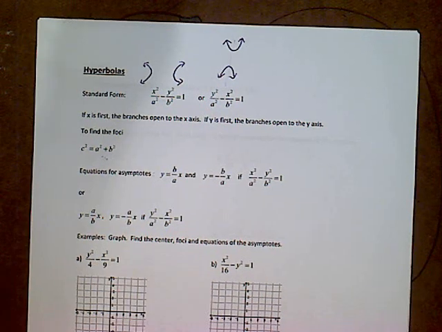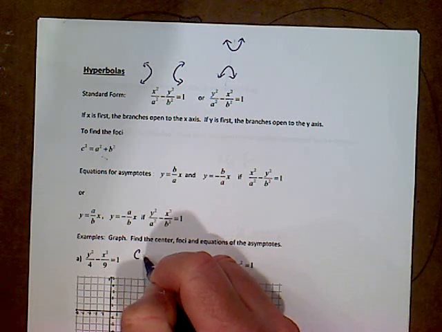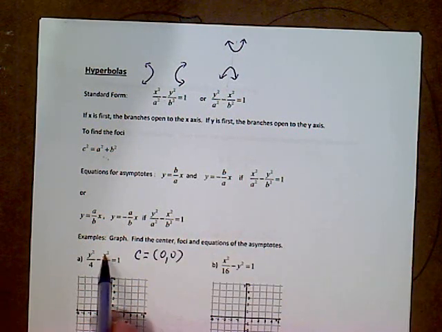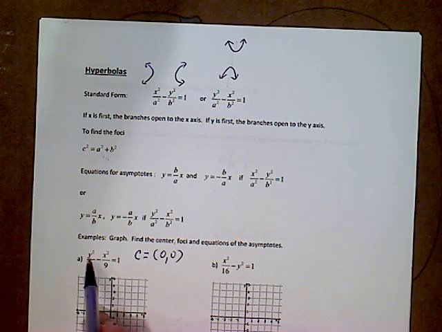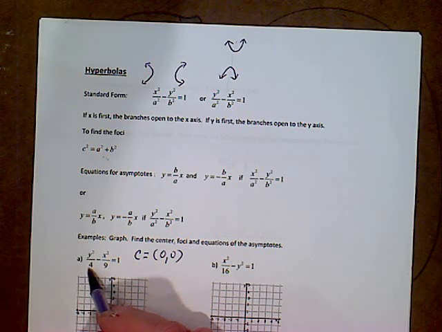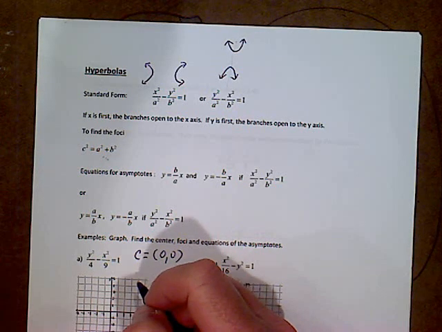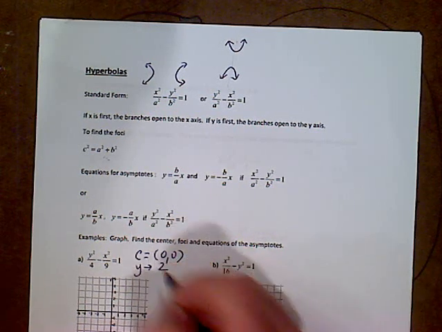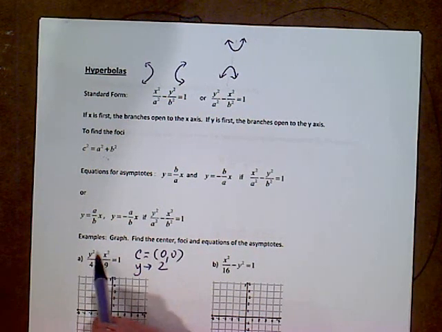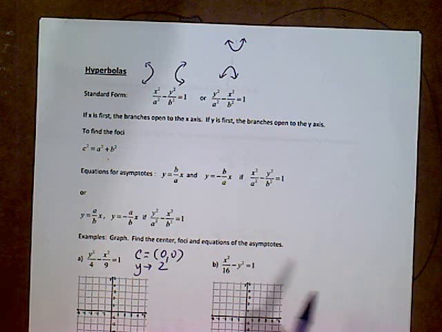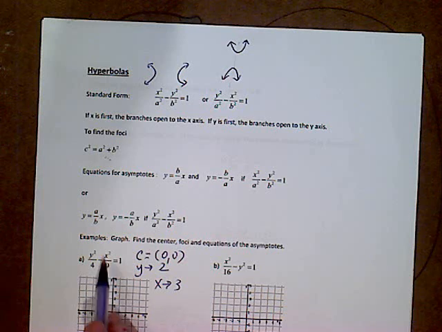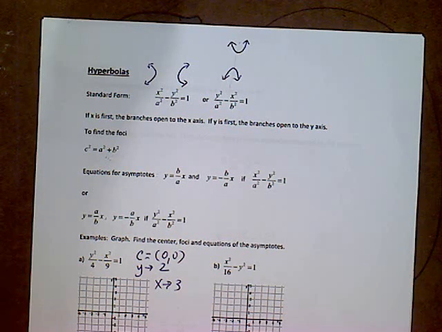First question here. If you had to guess what the center was, you should say the center is 0, 0. There's nothing with x, there's nothing with y, so the center is 0, 0. Now if you had to guess how far you go, again, you don't know how to put it together yet, but you'd probably say in the y direction you should go 2 units because the square root of 4 is 2 and that's under the y. And in the x direction I would go 3 units because the square root of 9 is 3.